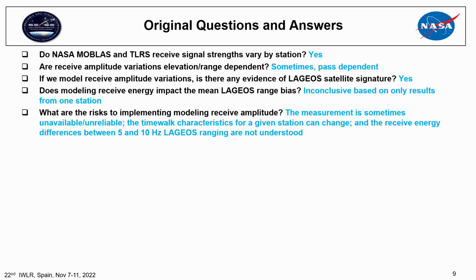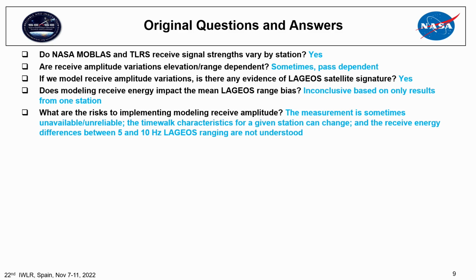So here are my original questions and their answers. The signal strengths do vary by station. Are the receive amplitude variations elevation or range dependent? Sometimes they are, but they're path dependent. If we model receive energy variations, is there any evidence of Lageos signals or Lageos satellite signatures? I think the answer, unless I did something wrong, is yes.